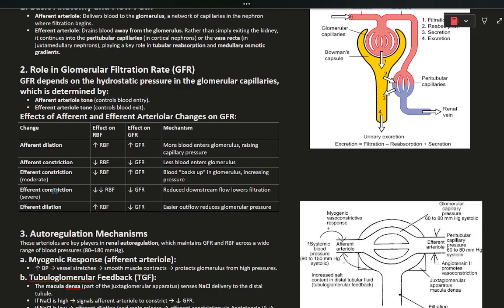Now, if the efferent arteriole is severely constricted, this is going to substantially decrease the renal blood flow even more. And interestingly, it's also going to lead to decreased glomerular filtration rate, as the reduced downstream flow will lower the filtration. So just remember the difference between moderate and severe constriction of the efferent arteriole. And then finally we have efferent dilatation. So this time the renal blood flow is going to increase as more blood is going to flow this way, and the GFR is going to decrease as the easier outflow reduces glomerular pressure.